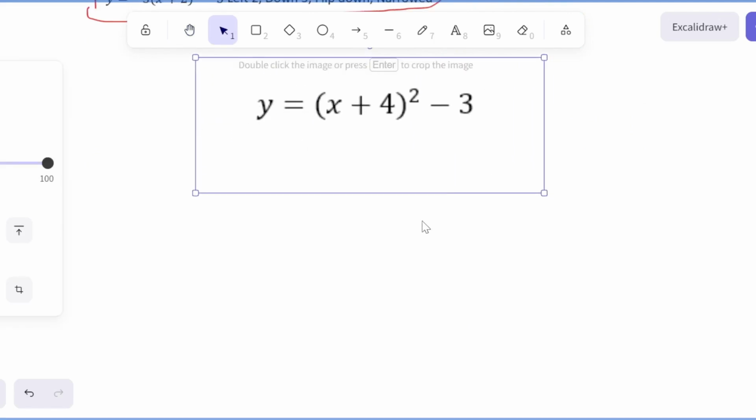Tell me, Nathan. So, what's the horizontal and the vertical shift here?